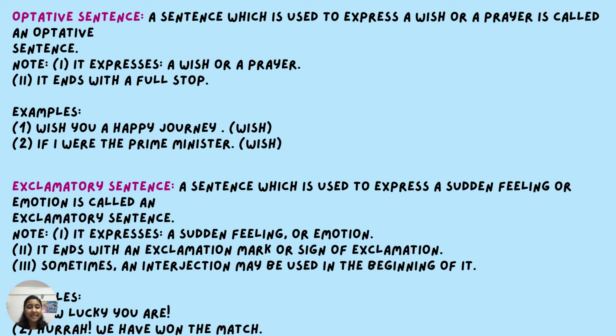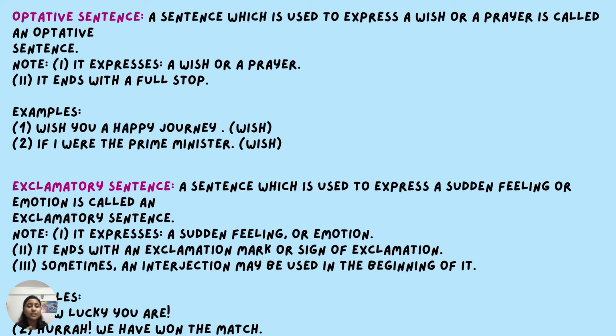Now moving on to optative sentence. A sentence which is used to express a wish or a prayer is called an optative sentence. The first note is it expresses a wish or a prayer, and it ends also with a full stop. So here are the examples. The first example is, "Wish you a happy journey." I'm wishing you something. Perhaps you are traveling somewhere and I'm telling you, wish you a happy journey. The next one says, "If I were the prime minister." Dreaming about being the prime minister. Interesting, isn't it?